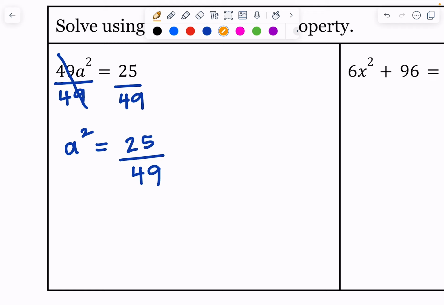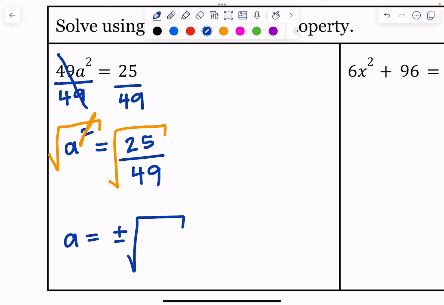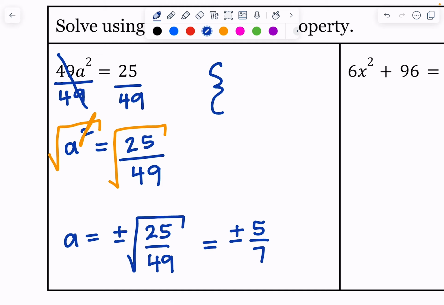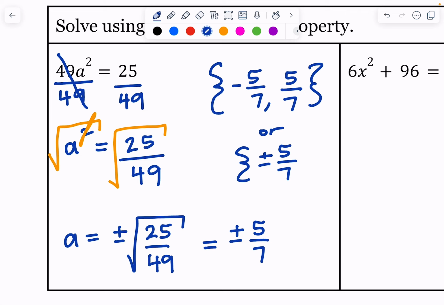Now to cancel out that squared, the inverse of that would be square root. So I would square root both sides to cancel out that squared. And so I'm left with a equals, and remember when you square root something from the square root property, we're going to have two answers, plus or minus the square root of 25 over 49. Note here that 25 over 49, they both square root, so the answer here would be plus or minus 5/7. And so you could write that in set notation as negative 5/7, 5/7, or you could just write plus or minus 5/7 as shorthand.